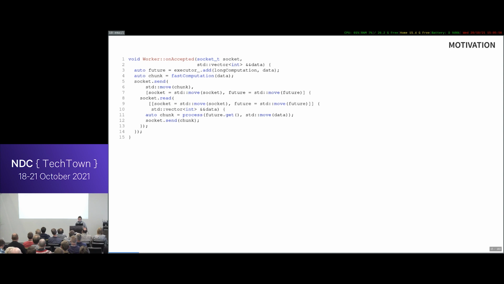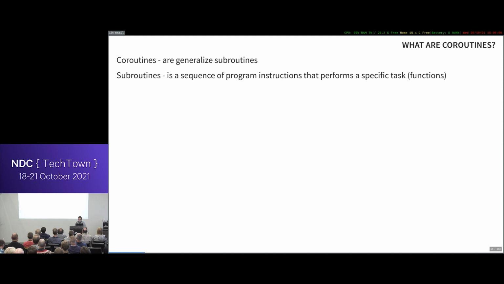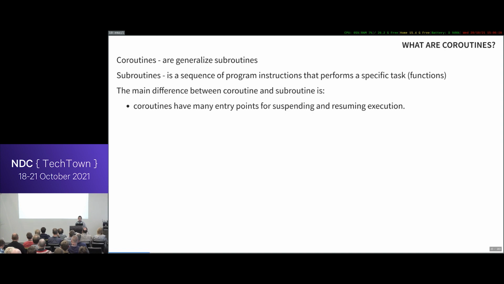First, let's start with the theory. What are coroutines? When I Google it, the first answer I get is that coroutines are generalized subroutines. And a subroutine is a sequence of program instructions that performs a specific task. Basically, it's a function, we all know them. The main difference between a coroutine and a subroutine is that coroutines can be suspended and resumed. That's the main difference.